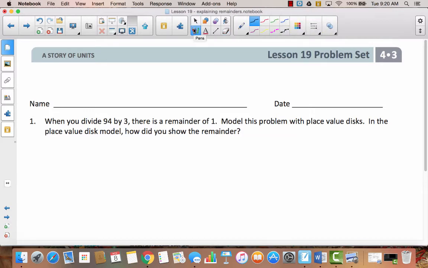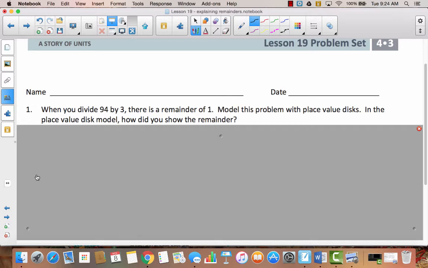Let's take a look at question number 1. When you divide 94 by 3, there is a remainder of 1. Model this problem with place value disks. In the place value disk model, how did you show the remainder? I'd like for you to show this in place value disks and then explain how you show the remainder, and then we'll come back and discuss it together.